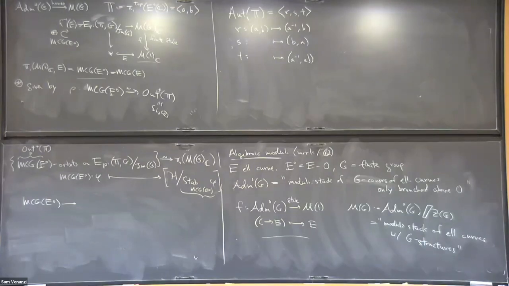Yeah, so if you want to look at three generators, or I don't know how to do three generators, but let's say four generators. If you want to consider four generators, then naturally you'd be led to considering the moduli of covers of genus two curves with at most one ramification point.